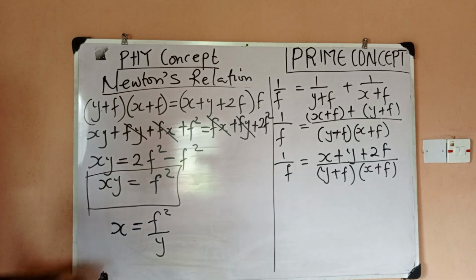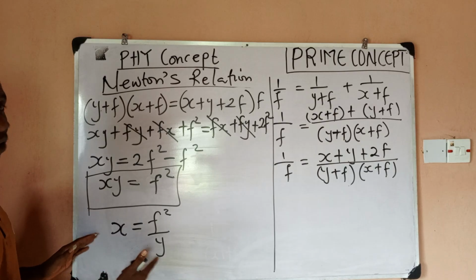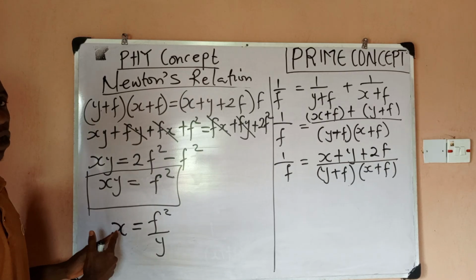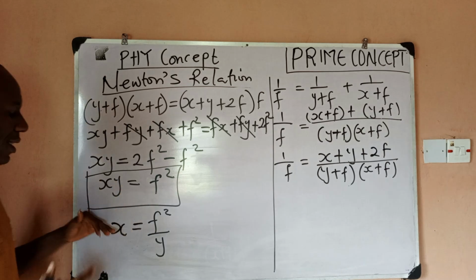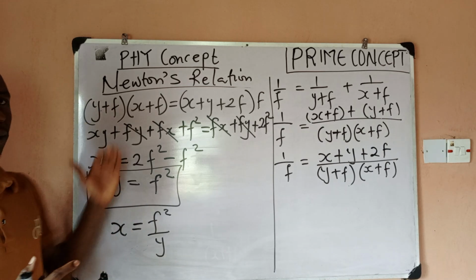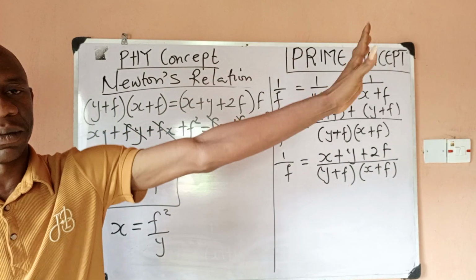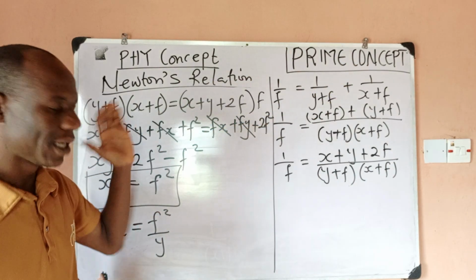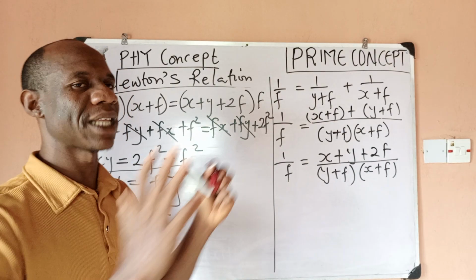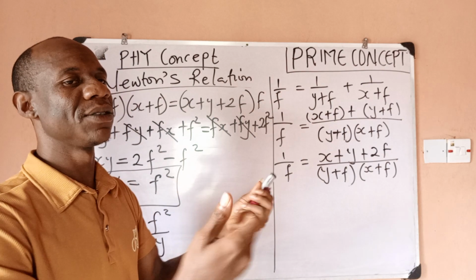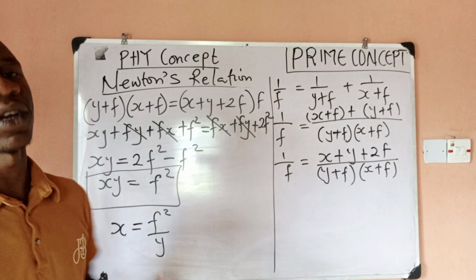So you can see that x and y are inversely related. This simply tells you that as x becomes small, y becomes what? Big. As the object approaches your lens, your image moves away from the lens, right? So these two relationships are valid. As your object approaches your lens, your image recedes from your lens. That is Newton's relation. I believe this concept is clear.